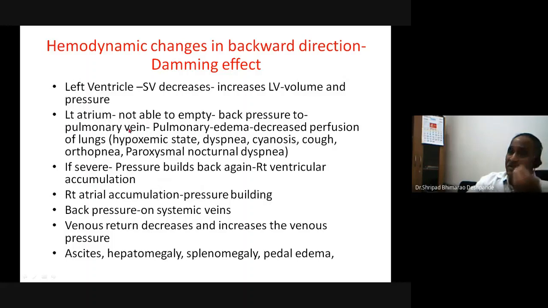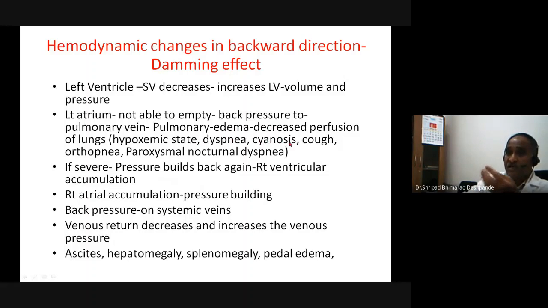vein. The pulmonary veins are filled up, and that would exert pressure on the pulmonary vessels. There will be pulmonary edema because the blood is not going forward. There is a stagnation, the pulmonary edema, and this pulmonary edema comes in the way of oxygenation, the ventilation and perfusion. The perfusion is diminished, and that would produce the hypoxemic state, and that may result in dyspnea.